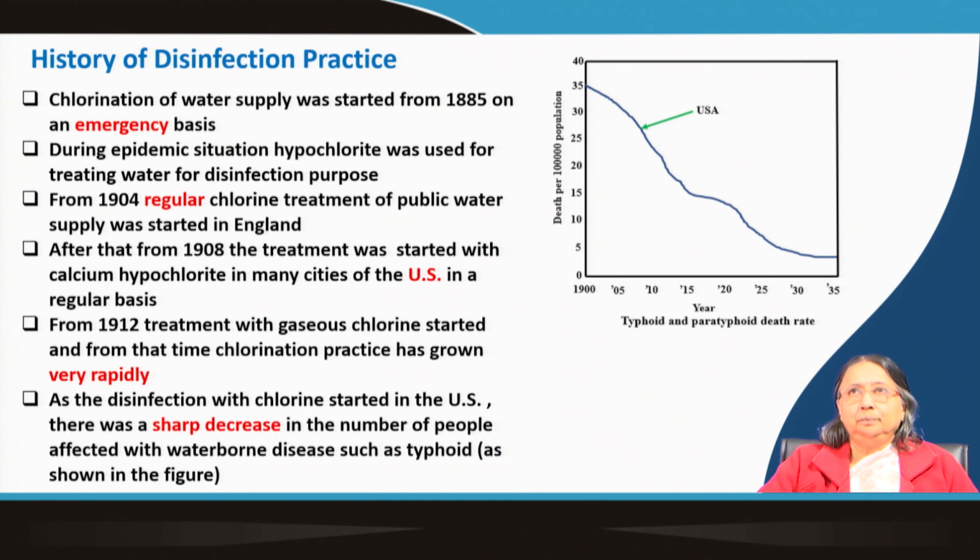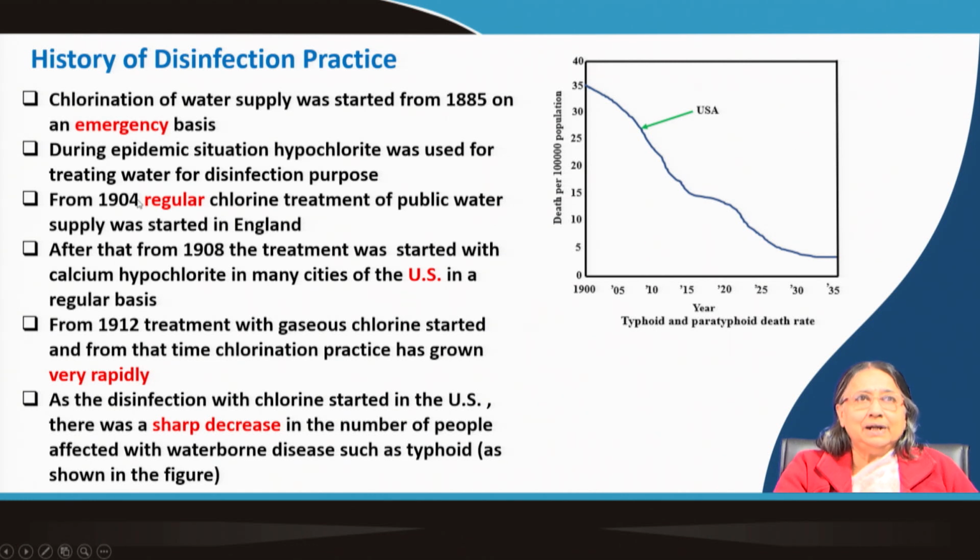Now, it is known that there are some microorganisms that cause disease, and we have to protect our water because it is waterborne disease. And so, what will we do? What practice will we take up? Disinfection practice we will take up. What is the disinfection practice? At that time, chlorination of water supply was started in 1885 on an emergency basis. So, for example, sometimes an epidemic started, so the water was treated with chlorine, on an emergency basis. During an epidemic situation, hypochlorite was used for treating water for disinfection purposes.